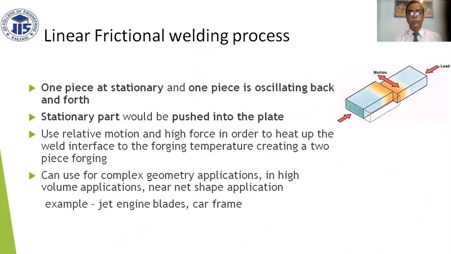Linear friction welding process. This is one piece stationary and another piece oscillating back and forth. The stationary part will be pushed into the plate, using relative motion with high force in order to heat up the weld interface to the forging temperature, creating a two-piece forging.